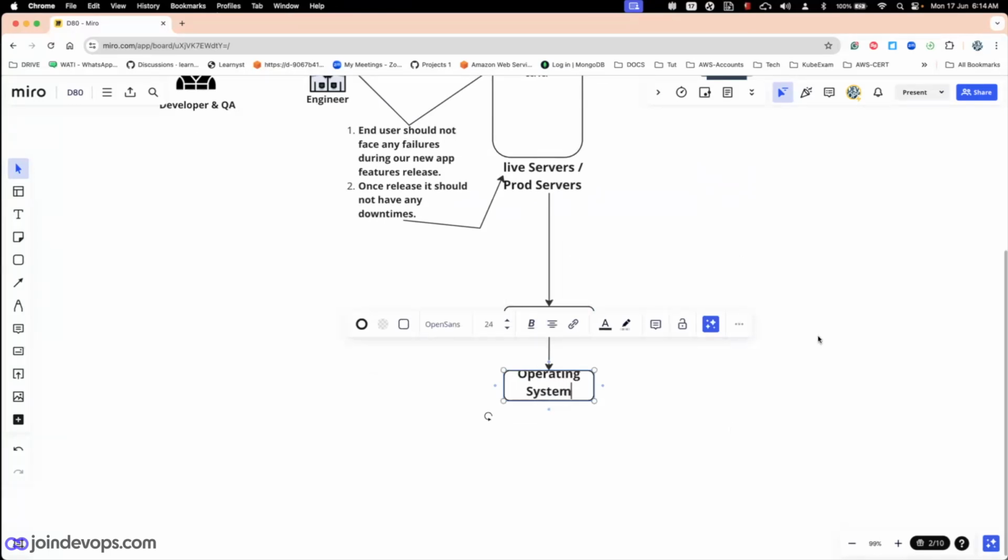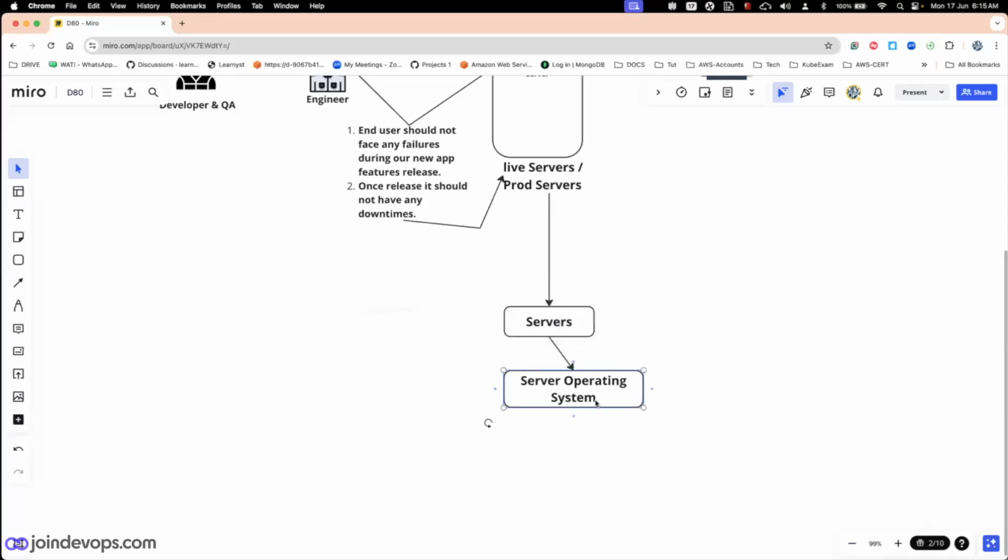If you are not aware, if you are using a desktop, you're dealing with a desktop operating system. Now there are server operating systems as well. Okay, server operating system, this is what you have.